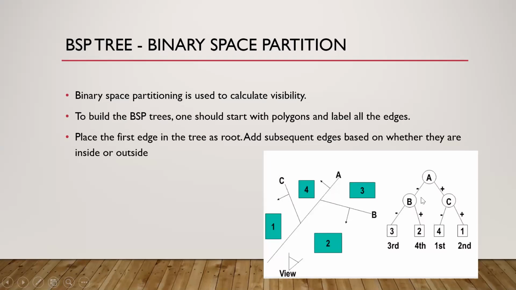Similarly, when you consider the B object, looking at the direction specified, front of B is 2 and behind B is 3. So that is going to be the leaf node. And when you consider the C object, front of C is 1 and behind C is 4. So that's how binary space partition is done. Why is it done? In the end, you get the leaf nodes which specify which surface is behind the view and which is in front of the view, and based on that you can color the object. So that is why it's called binary space partition.